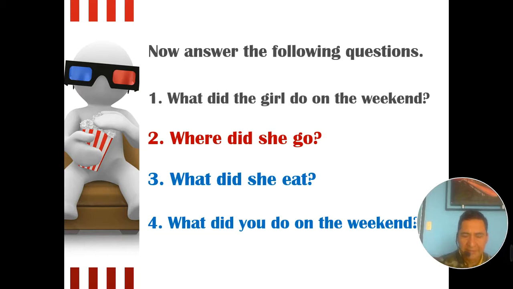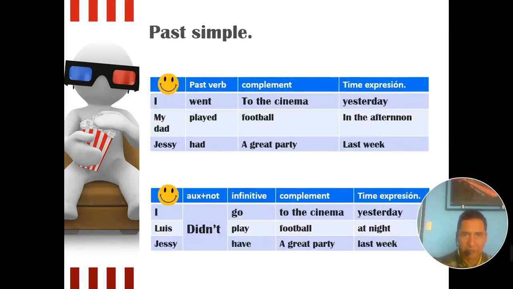Don't forget the elements that we need. I'm going to explain it in detail. When we talk about past activities, we are going to use the past simple. Past simple is used to talk about past activities, and we have different examples here. I went to the cinema yesterday. My dad played football in the afternoon. Jessie had a great party last week. As you can see, it's a very simple structure. The only thing that you need is a past tense verb. Went, played, had, they are in past.